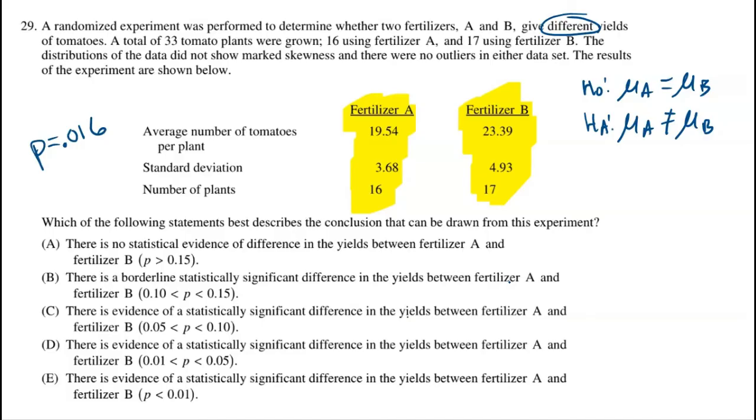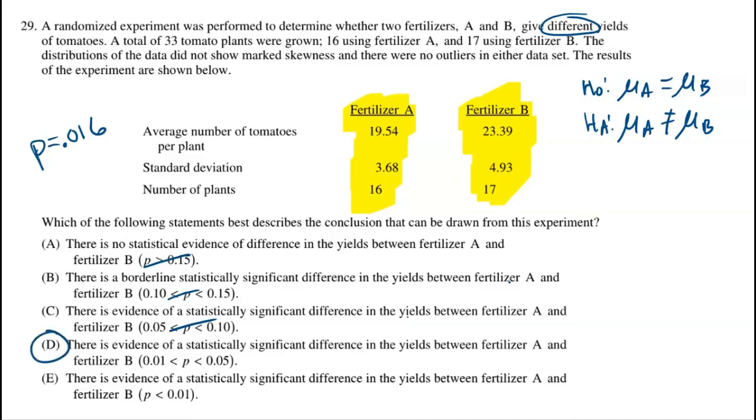If we look at A, it says that the p-value is greater than 0.15. That's false, so I don't want to select that one. B says the p-value is between 0.1 and 0.15. That's also incorrect. C says the p-value is between 0.05 and 0.1. That's incorrect. And D says the p-value is between 0.01 and 0.05. That is true. Our p-value of 0.016 is between 0.01 and 0.05. So it's probably going to be our answer here.